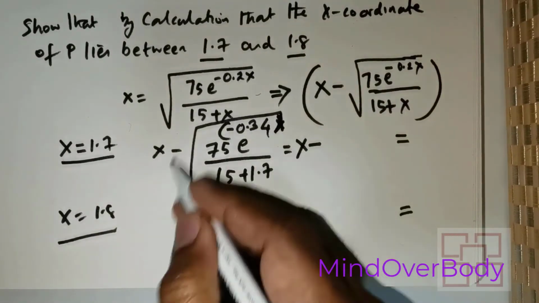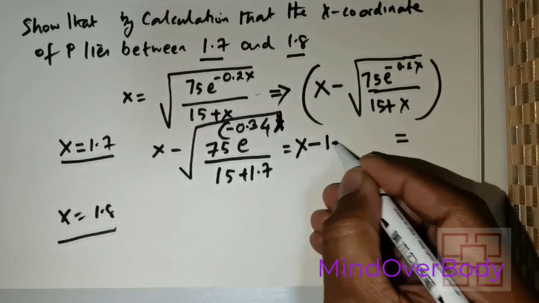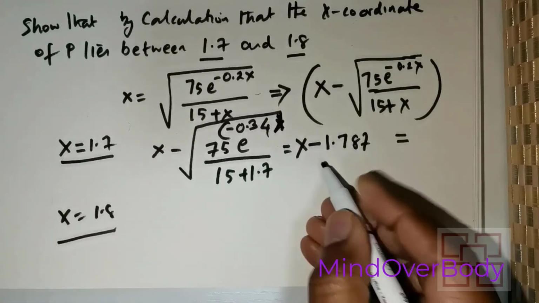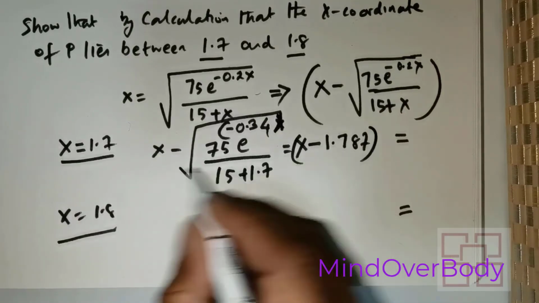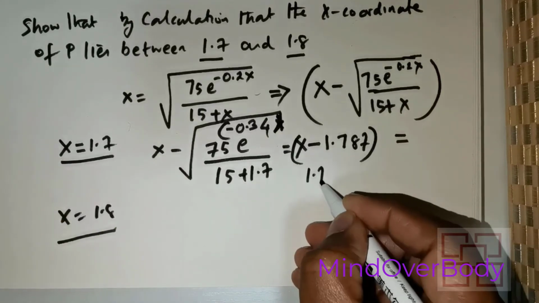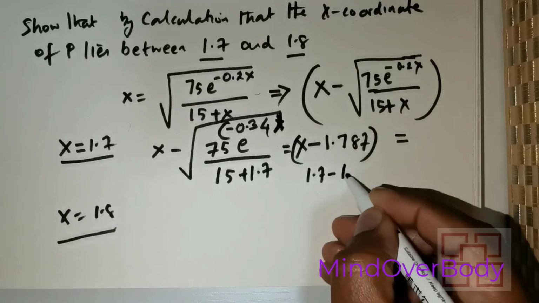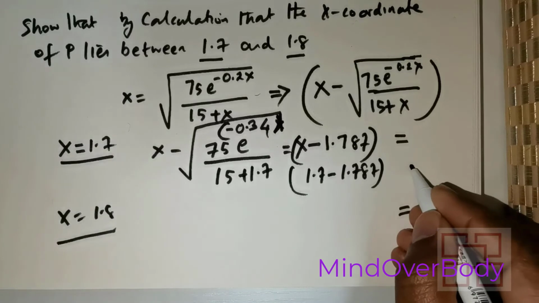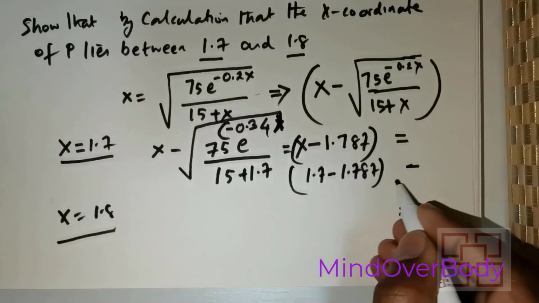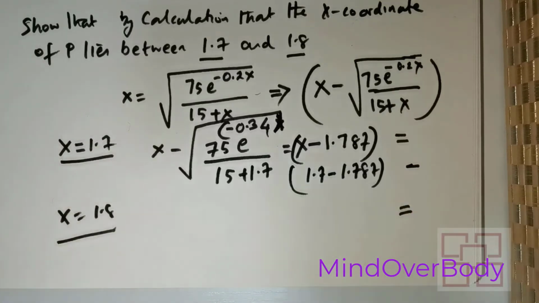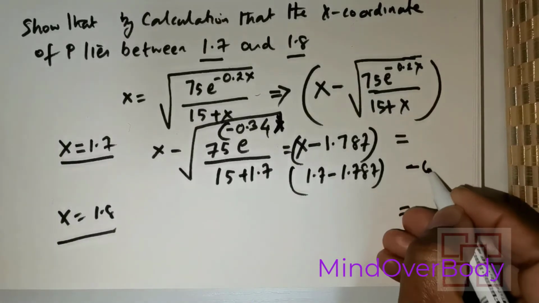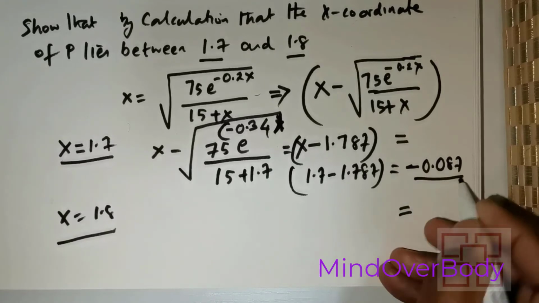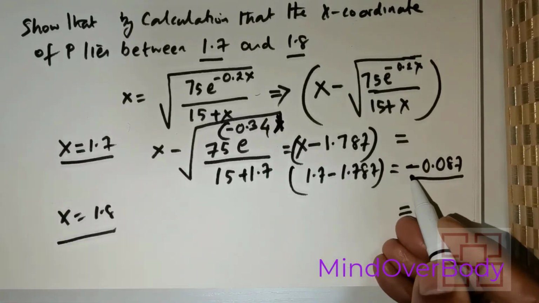Now this value, when you calculate using a calculator, will give you 1.787. So now you have to substitute x is equal to 1.7 here, and then from that you have to take away 1.787. When you do that, you obtain a negative quantity, which is going to be negative 0.087. This is an approximate quantity, but it is the sign that matters.